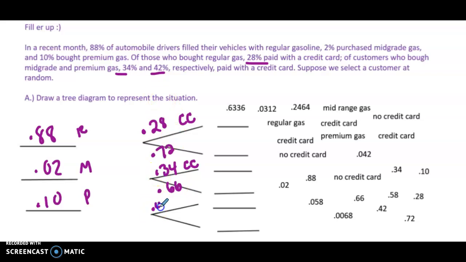And those that bought premium gas, 42% paid with credit card. So therefore, that is going to be 58% that did not pay with credit card. Now, this branch adds up to 1, this branch adds up to 1, and this branch adds up to 1. Now, when you're doing this, you always want to multiply across the branches because this is going to be regular and paid with credit card, regular, not credit card, mid-grade and credit card, mid-grade, not credit card, premium and credit card, premium, not credit card.